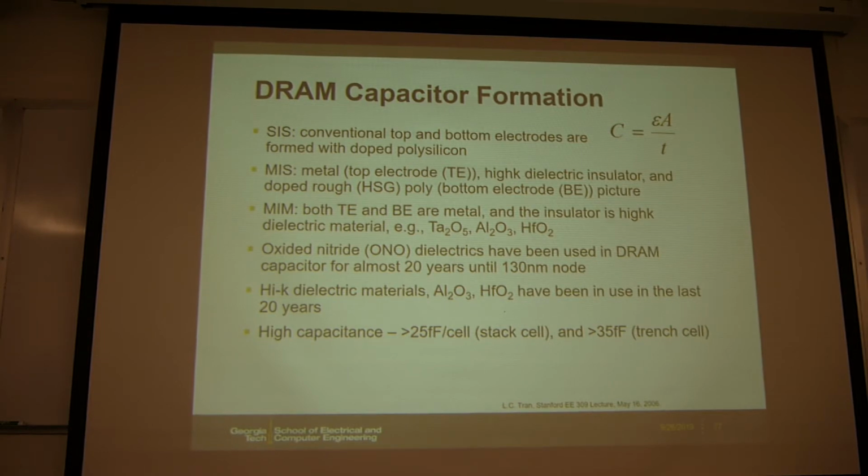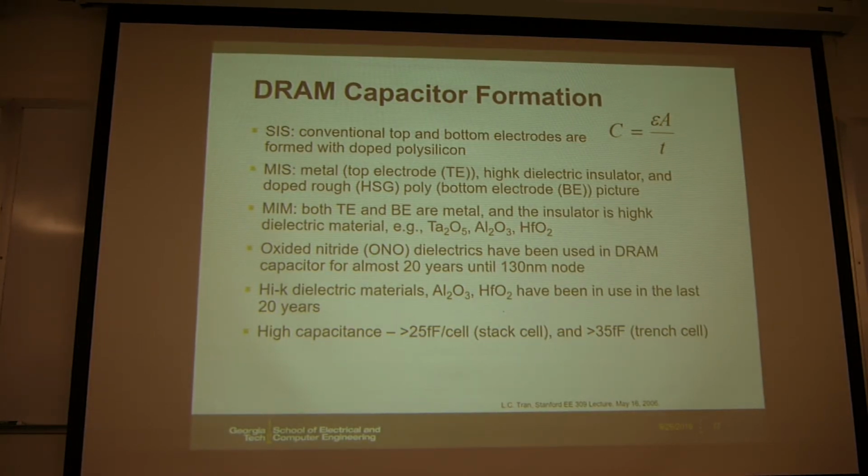So let's talk about the capacitor first, because we need the CS, right? We want CS to be large. And how to make CS large? We need to look at how to make this capacitor. So the capacitor is basically a two-terminal structure. You have two electrodes separated by some insulator.